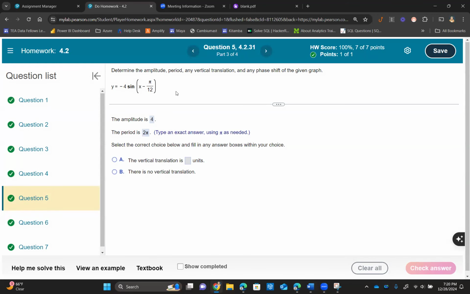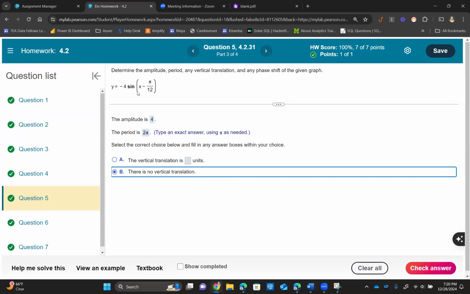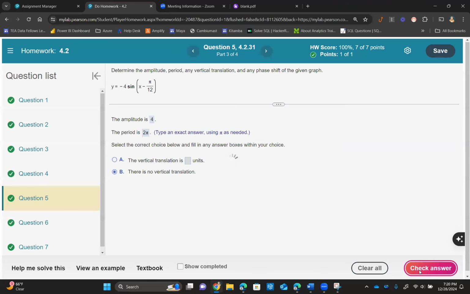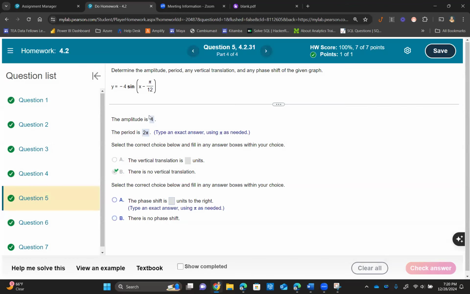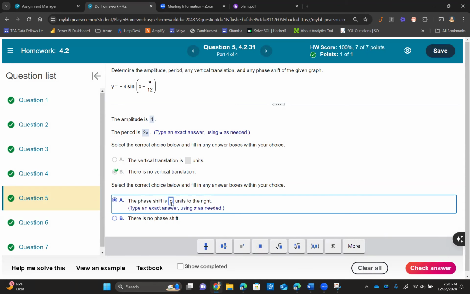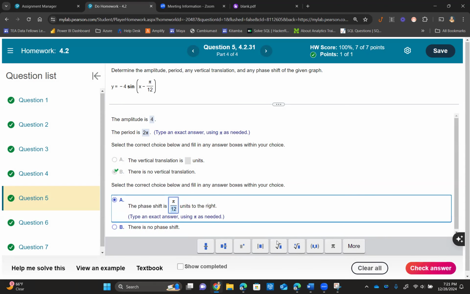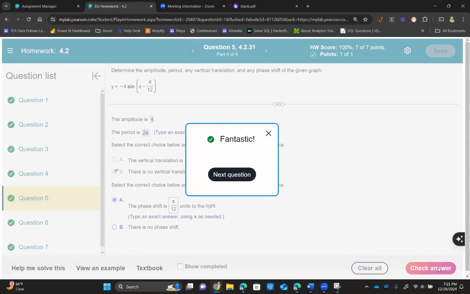Now, the vertical translation is, if I had a +5 or -5 after this function, I would have a vertical translation, but in this question, there is no vertical translation here, since after the sine function, there is nothing like plus or minus, so there is no vertical translation. And then the phase shift is pi over 12 to the right. So I'm going to type here pi over 12 to the right. And then this just concludes number 5 on this number.